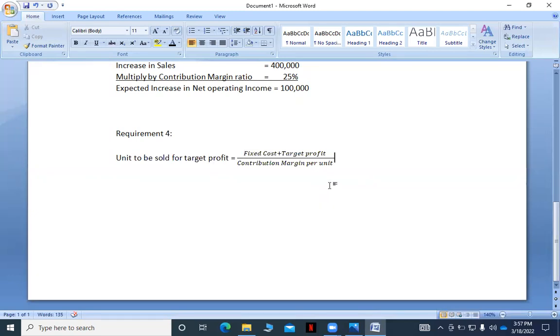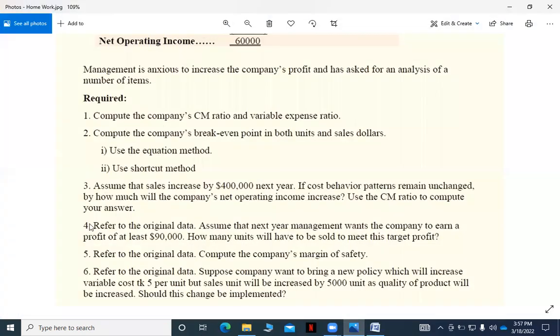Okay, are you clear? Fixed cost plus target profit divided by contribution margin ratio or per unit. If they say unit, then you will divide it by contribution margin per unit. But if your requirement says what amount is to be sold to gain the target profit, in that case you will divide it by contribution margin ratio. If your requirement is amount, divide by contribution margin ratio. But if your requirement is unit, divide by contribution margin per unit. So your question said, how many units? So your requirement is unit. Is it clear, Safi? Yes, sir. So that's why we'll divide it by contribution margin per unit.